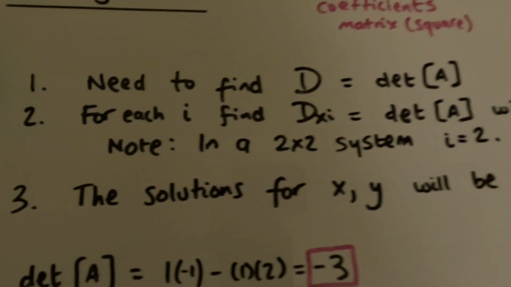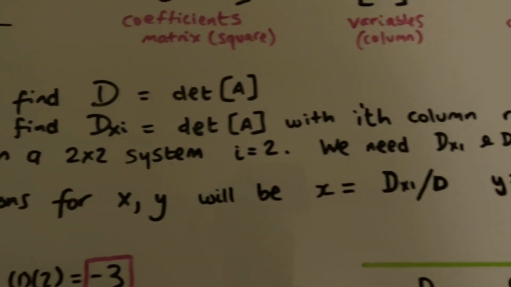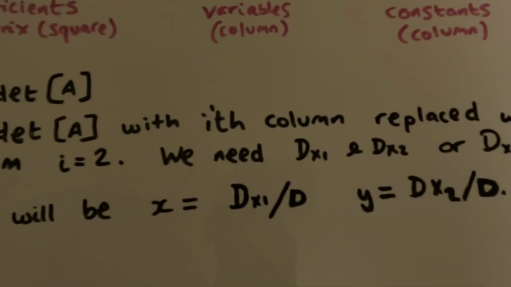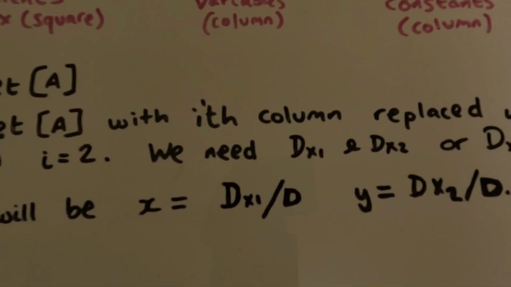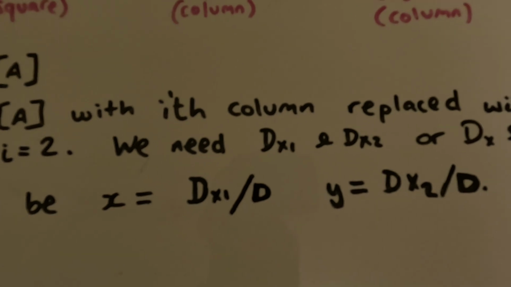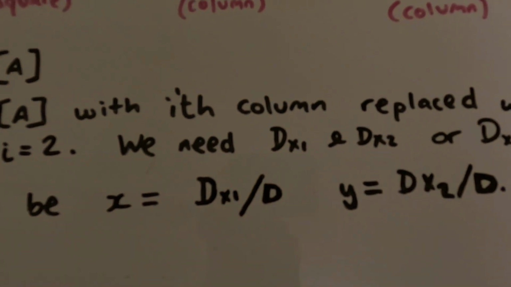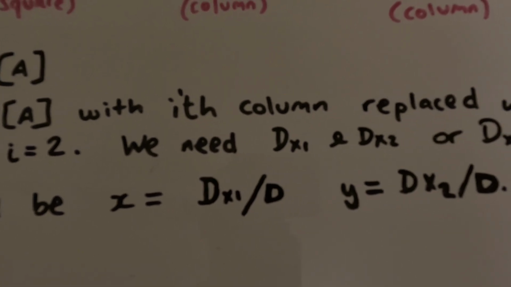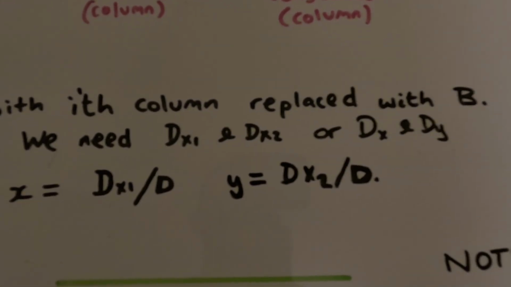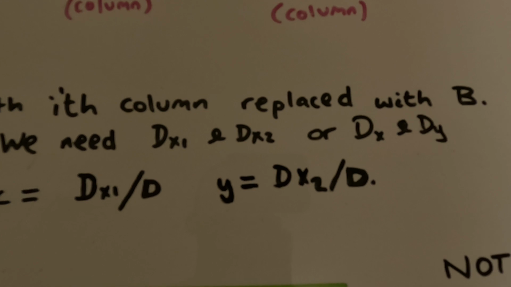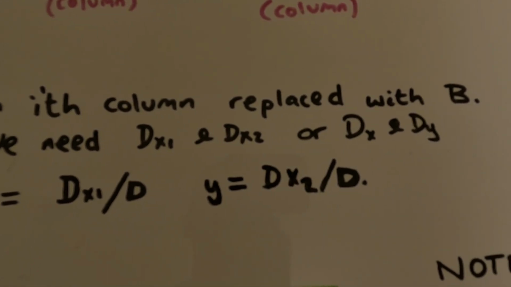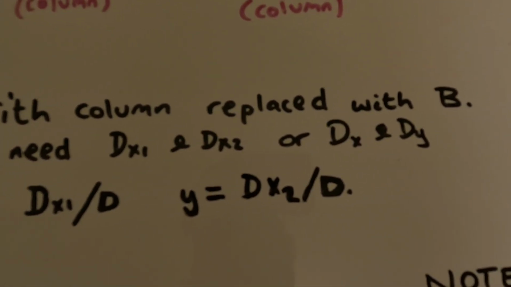So the solutions for x and y will be x equals dx1 over d. So that's the determinant of x1 divided by the determinant of A. y is equal to dx2 over d. That's the determinant of x2, or determinant of y, over the determinant of A.